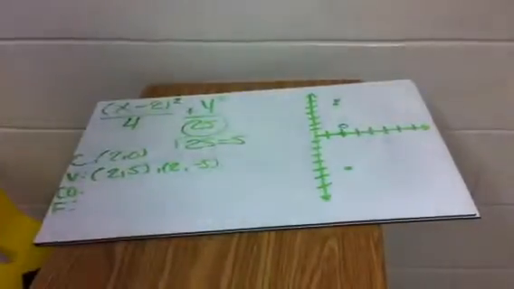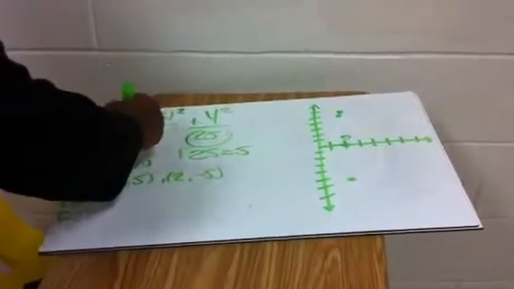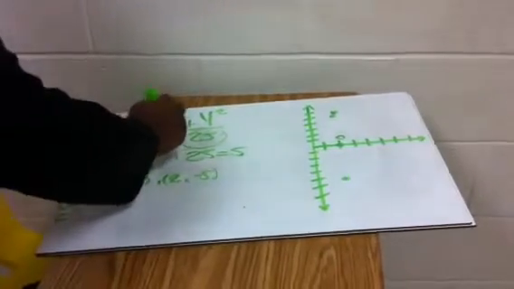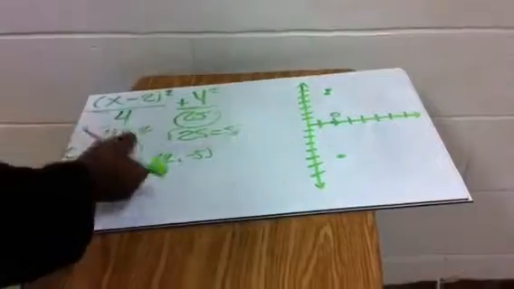And after you find your vertices, you identify your co-vertices, which is from your smaller number. So, the square root of 4 equals 2. That's left and right of your center point.